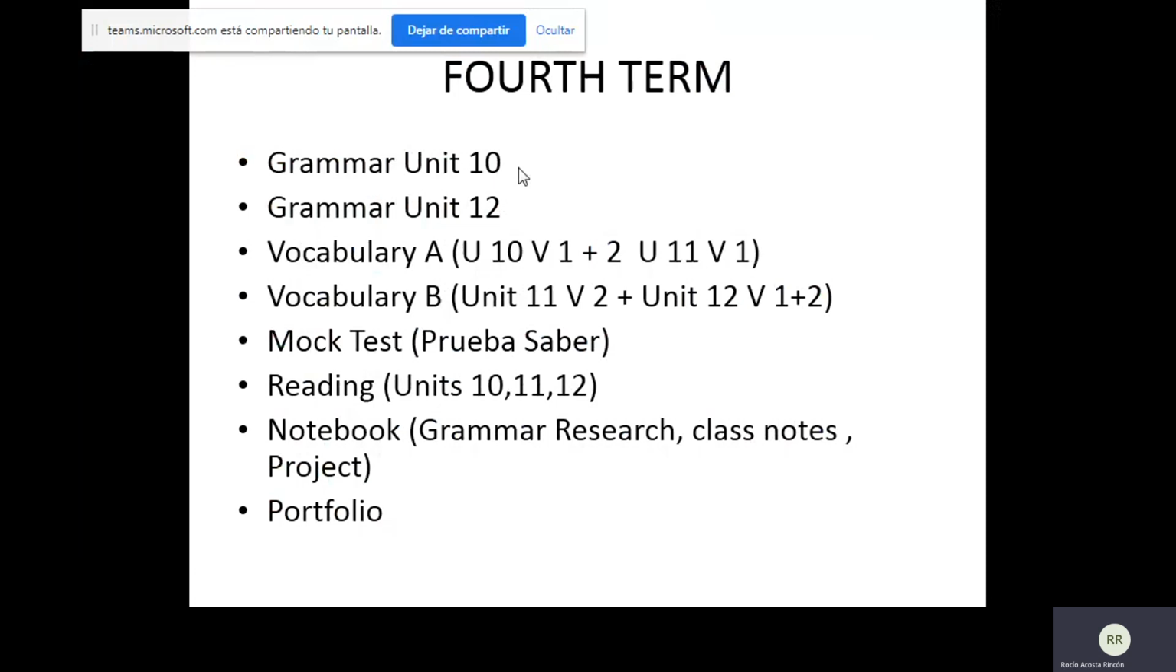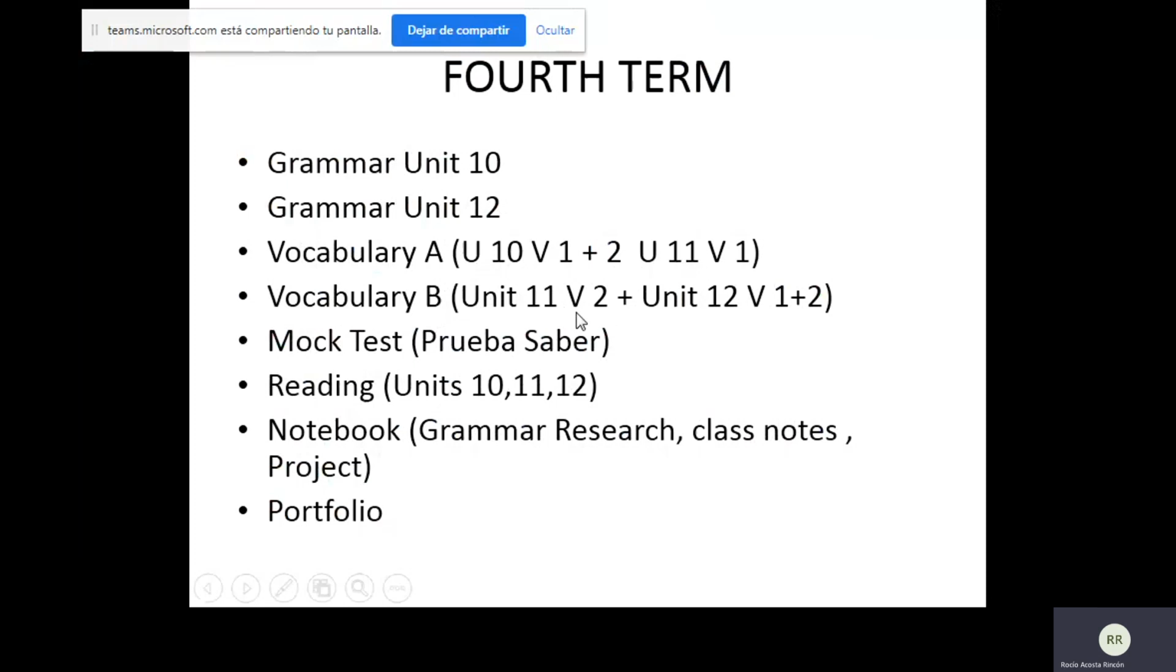In order to reduce the documentation for vocabulary, we're going to work on two sets. Vocabulary A will be covering Unit 10, Vocabulary 1 and 2, and Unit 11, Vocabulary 1. And the second set, Vocabulary B, the second document on vocabulary, will be covering Unit 11, Vocabulary 2, and Unit 12, Vocabulary 1 and 2.